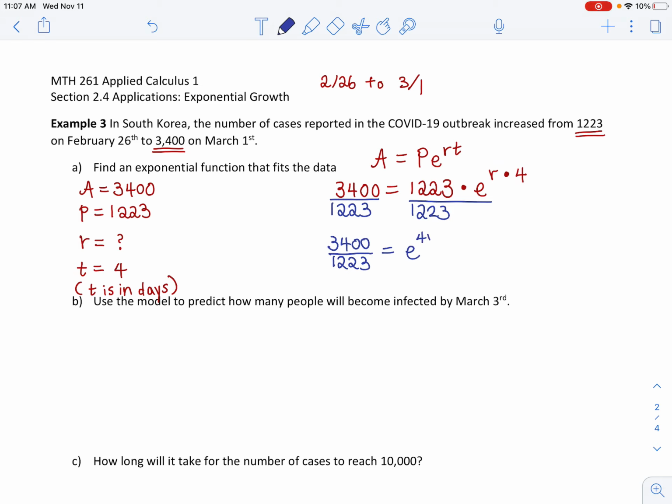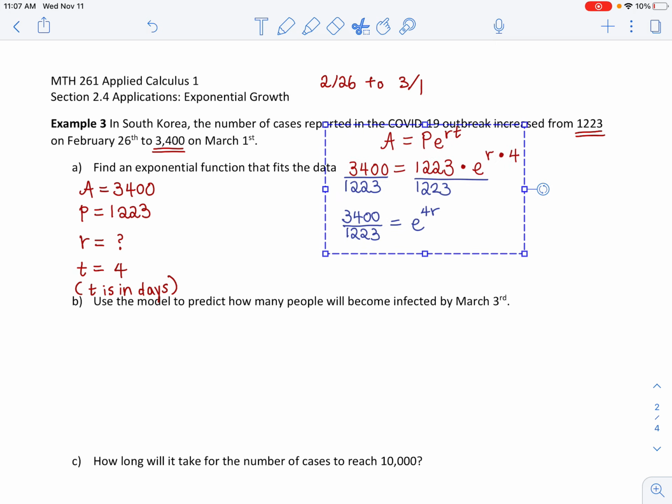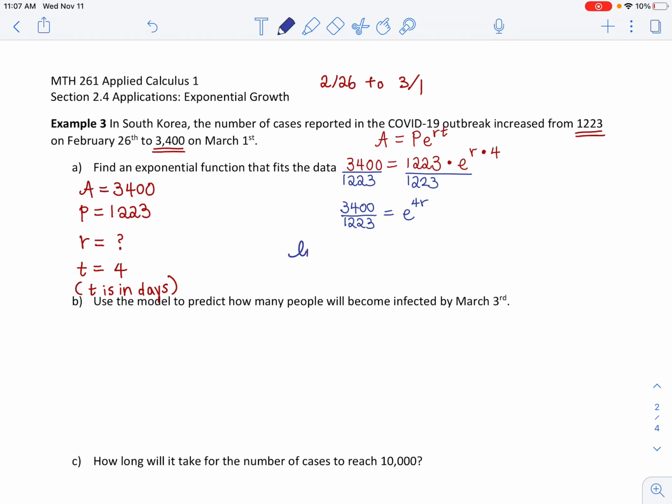All right, r times 4, that's just 4r. Let's take natural log of both sides. If you take natural log of both sides, we're going to have natural log of that fraction on the left, and on the right side, I can just write down 4r now. So the rate is going to be the natural log of 3400 divided by 1223, divided by 4, because we have to divide both sides by 4.